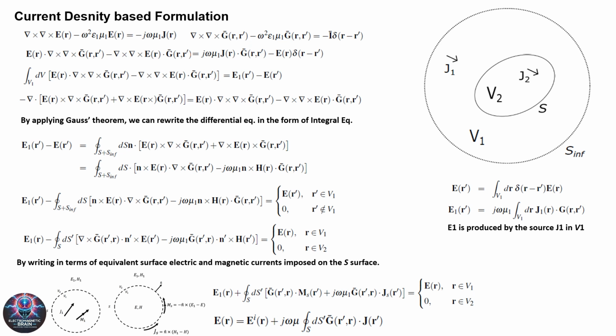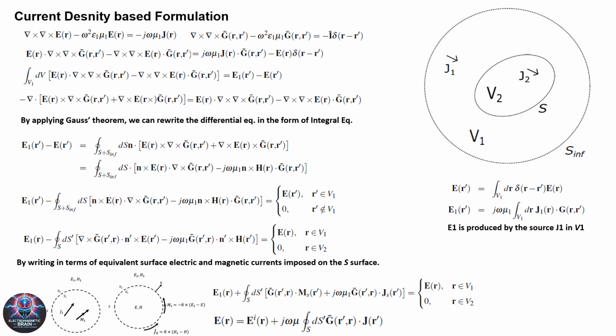Now, using these transposition properties, we define two surface current densities, the electric surface current density Js(r) and the magnetic surface current density Ms(r), which involve the normal components of the electric and magnetic fields on the surface. These surface currents represent how the fields behave at the boundary between volumes. In the equation that follows, we express E1(r) in terms of surface integrals involving the Green's function and these surface currents. This form shows how the electric field in V1 depends on the surface integrals, while in V2, the field is 0, as shown by the conditions.